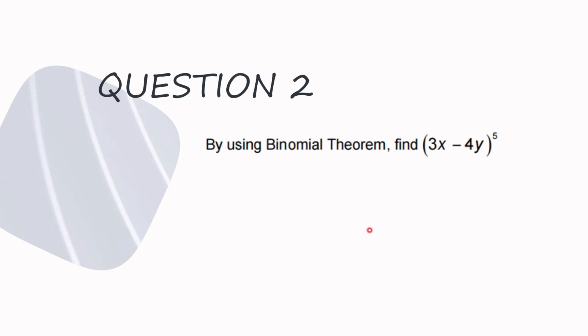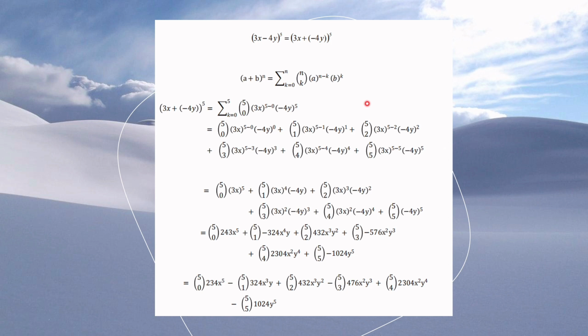This is question 2. Under the binomial theorem, it wants us to find (3x minus 4y) to the power of 5. In the binomial theorem, we have the equation (a plus b) to the power of n equals the summation from k equals 0 to n of n choose k, a to the power of n minus k, b to the power of k. Since we are given (3x minus 4y) to the power of 5, we should make it equal to the given equation. Then we found out that (3x minus 4y) to the power of 5 is equal to (3x plus negative 4y) to the power of 5.